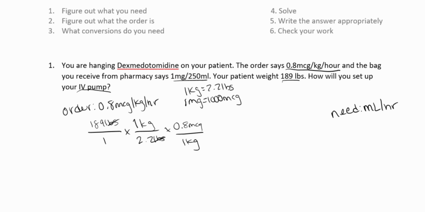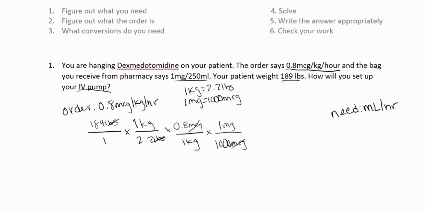Now let's remember 1 kilogram per hour. We know our ending is hours, so let's just keep that in mind. 0.8 micrograms per 1 kilogram. And we know that we need to get 1,000 micrograms down here and 1 milligram. That way our micrograms can cross off here.